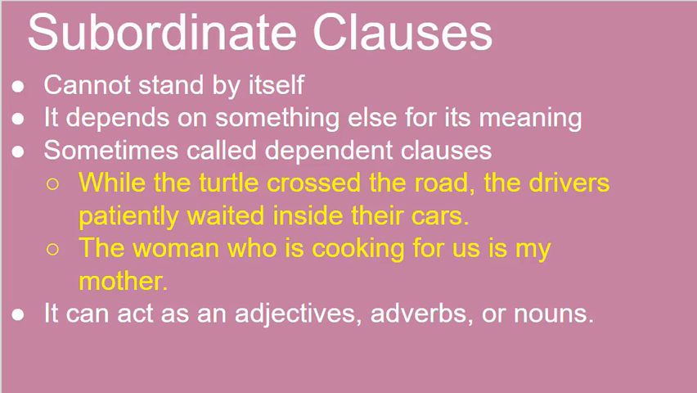Now let's talk about subordinate clauses. A subordinate clause cannot stand by itself. It depends on something else for its meaning. Sometimes people call them dependent clauses. For example here, while the turtle crossed the road, the drivers patiently waited inside their cars. We also have, the woman who is cooking for us is my mother. And a subordinate or dependent clause can also act as an adjective, an adverb, or a noun. Please pause the video and write down the definition of a subordinate clause.